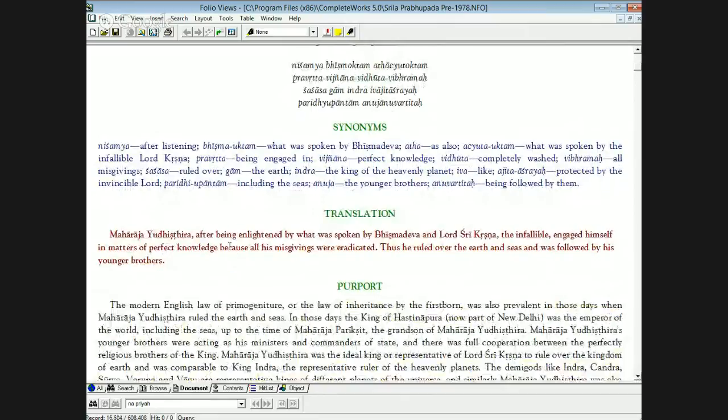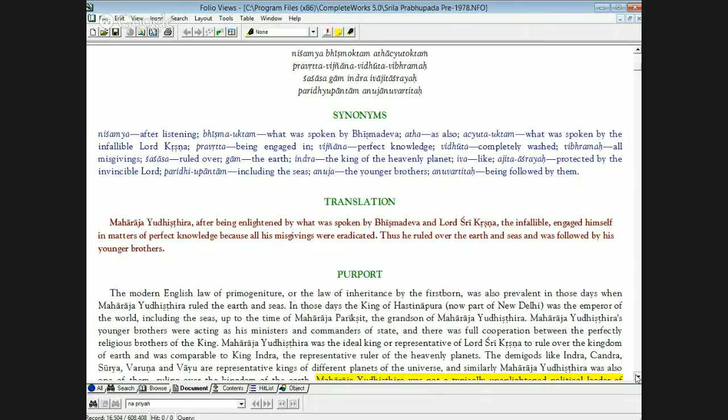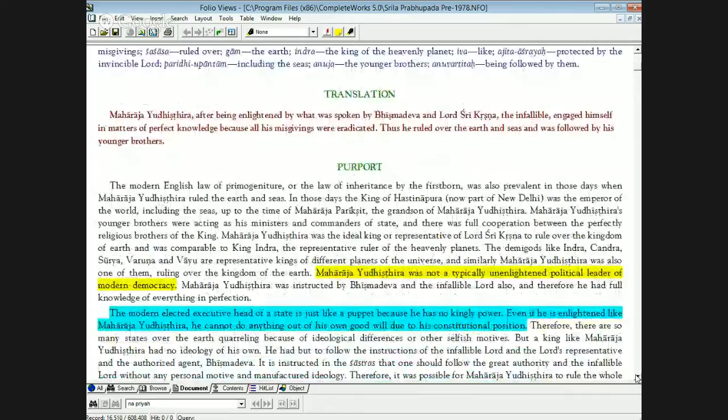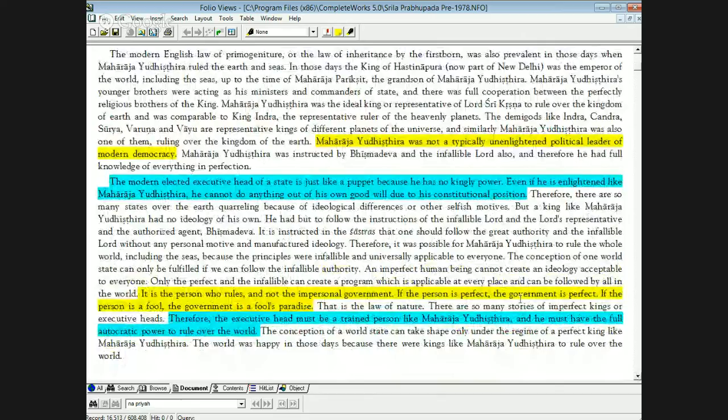Maharaj Yudhishthira, after being enlightened by what was spoken by Bhishma Deva and Lord Shri Krishna, the infallible, engaged himself in the matters of perfect knowledge because all his misgivings were eradicated. Thus he ruled over the earth and seas and was followed by his younger brothers. The modern English law of primogeniture, or the law of inheritance by the firstborn, was also prevalent in those days when Maharaj Yudhishthira ruled the earth.